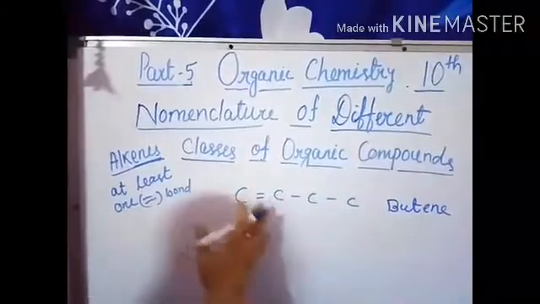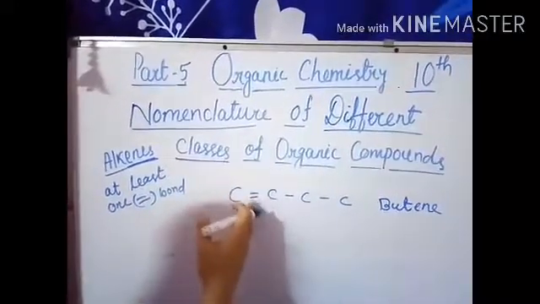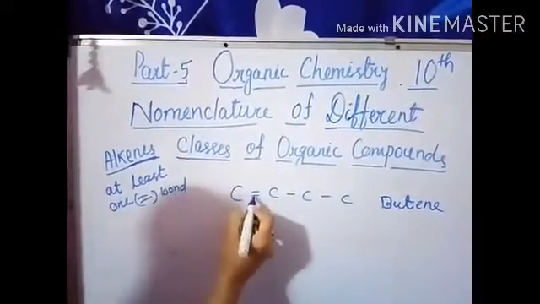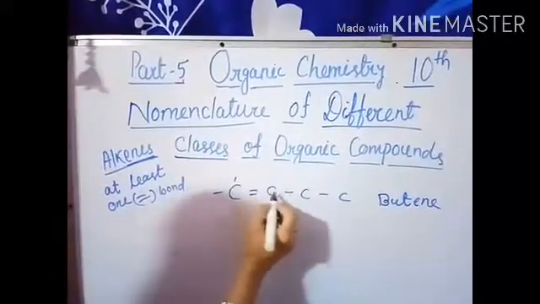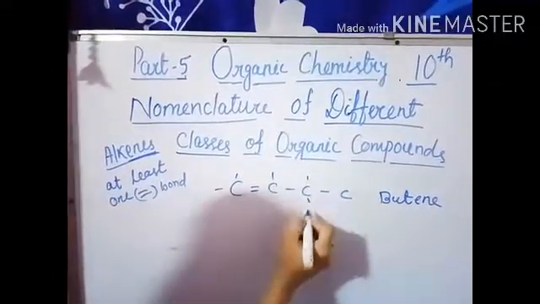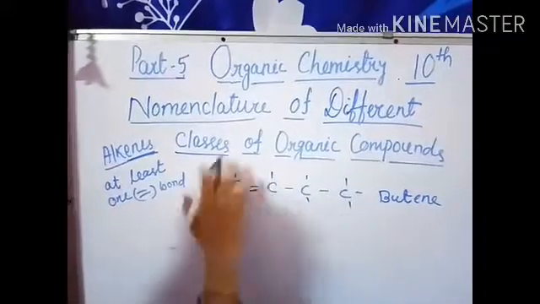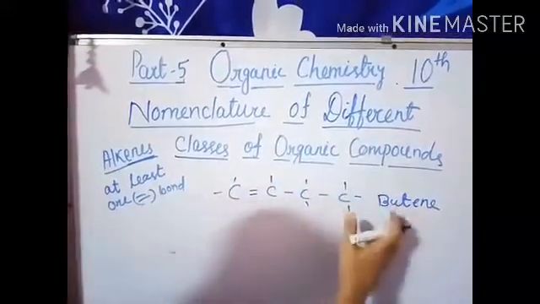So first you concentrate on this structure, that is the first one. How many do you count? This is 2, 3, 4. This is 2, 3, only 4. This is 2, 3, 4. This is 1, 2, 3. So you have to put the hydrogen atoms and you will get the butene.